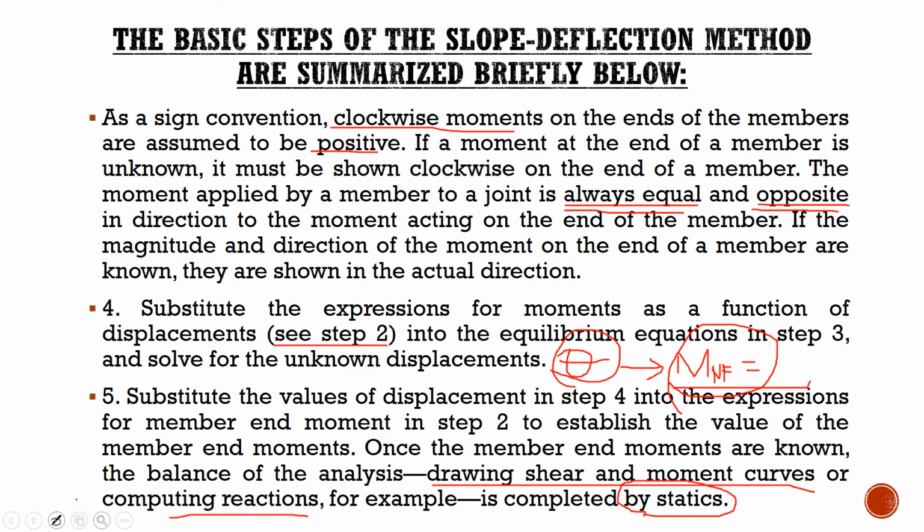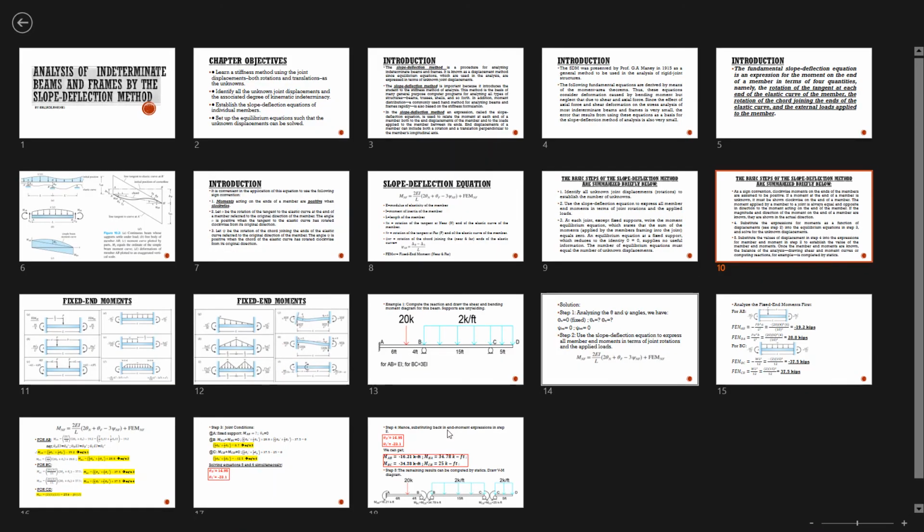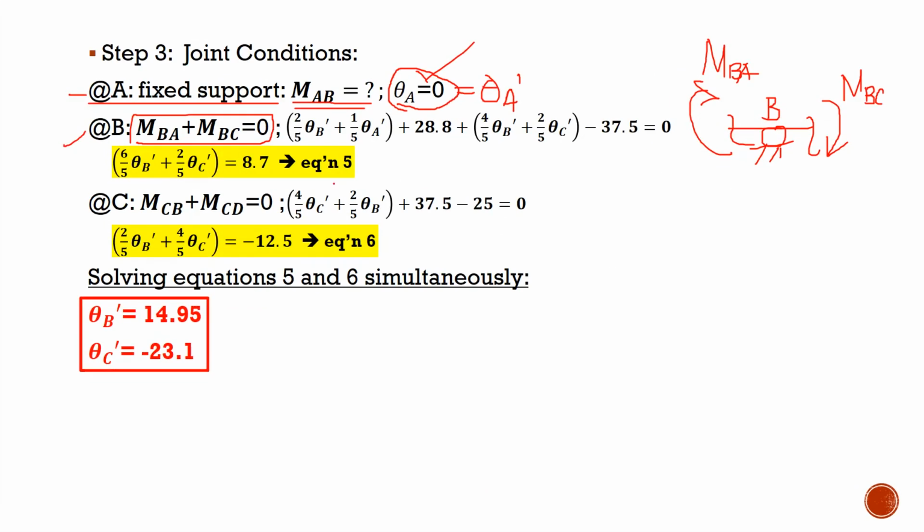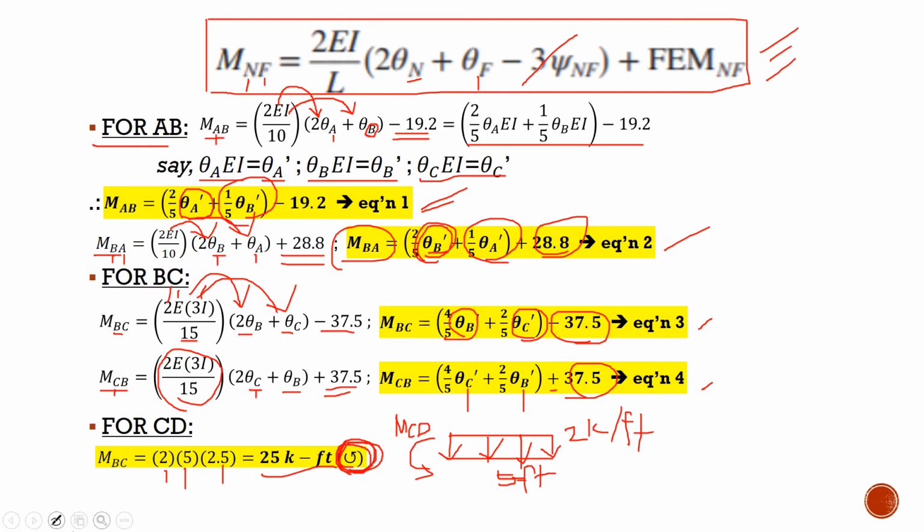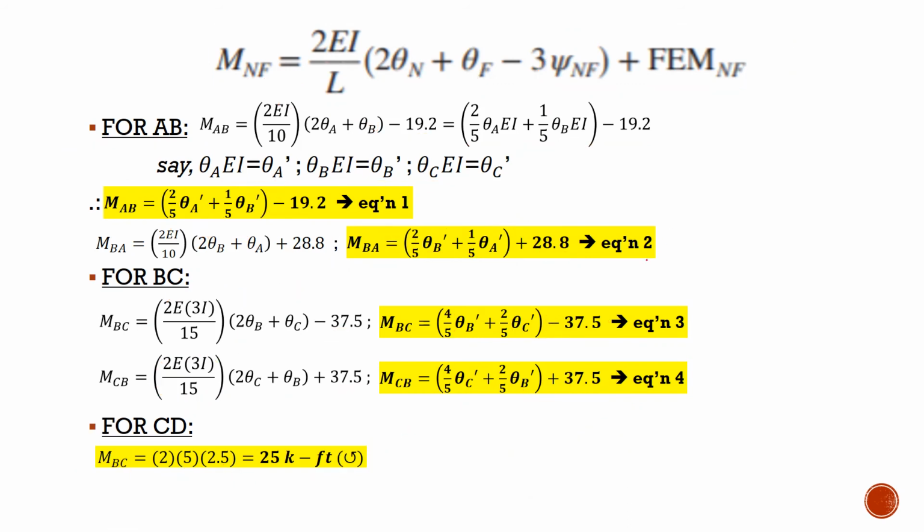This is the concept in this part, guys. So moment BA plus moment BC is equal to 0. What you will do now is substitute the equation of MBA from step 2, and also MBC from step 2.